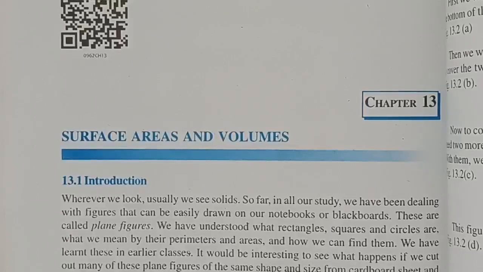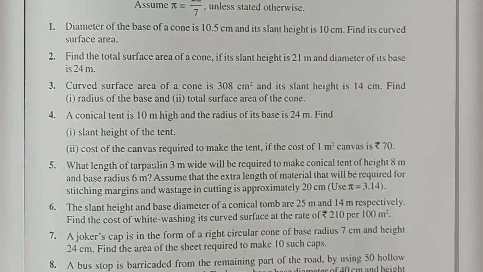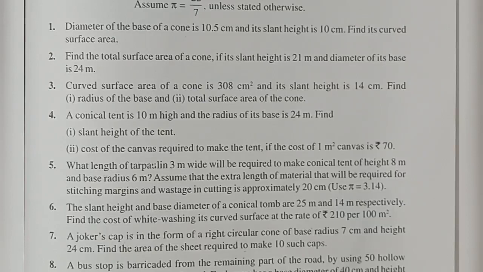Welcome back, students. Today in this session, we will continue to solve the questions in the given exercise of chapter 13, surface areas and volumes. So exercise 13.3, question number 3. Curved surface area of a cone is 308 centimeters square and its slant height is 14 centimeter. Find Roman number 1, radius of the base, and Roman number 2, total surface area of the cone.